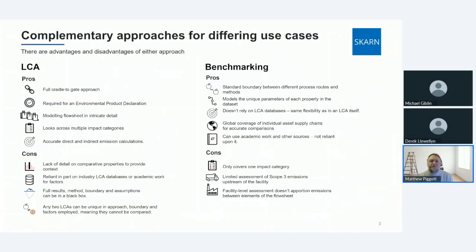Really, two commonly used approaches to assess the carbon emissions impact of a property. One very well known outside the mining sector would be something like a life cycle assessment approach, and the second would be the process that Skarn takes on, which is a form of standardized benchmarking. Now, both have their advantages and disadvantages and effectively run complementary to one another for their own purposes.